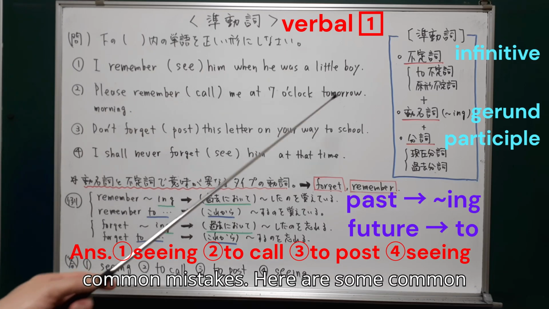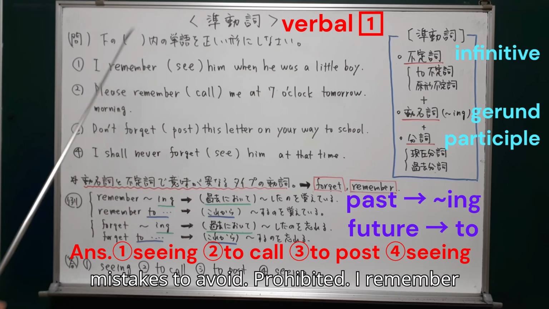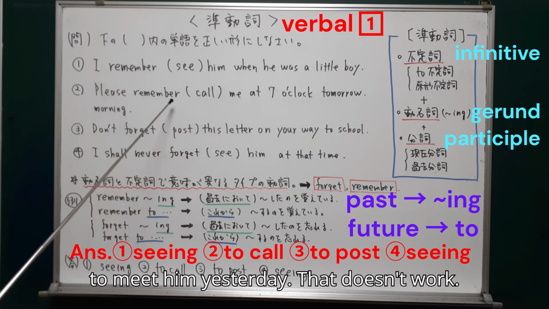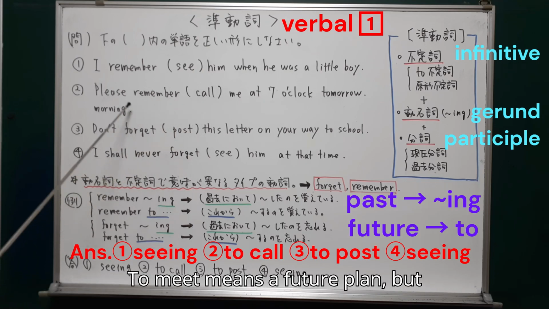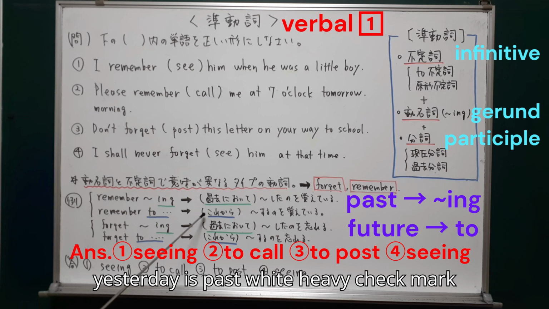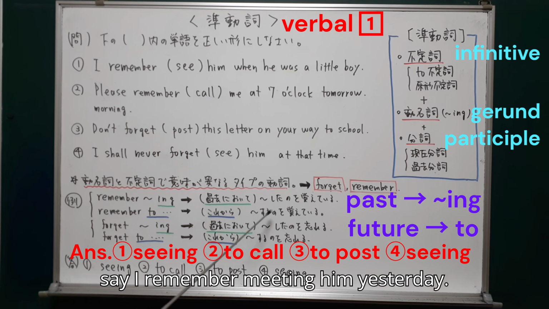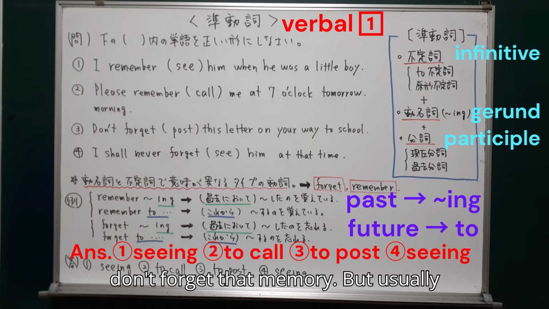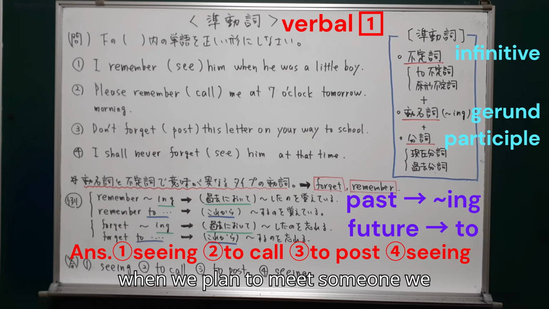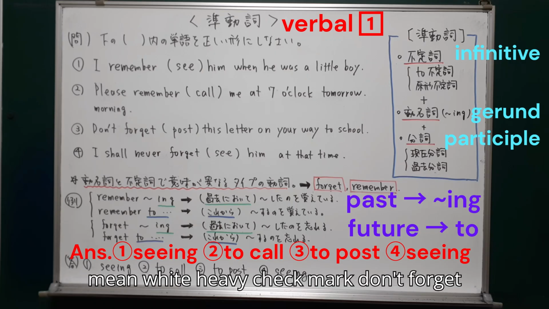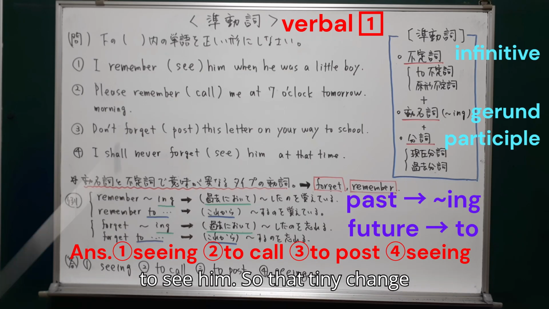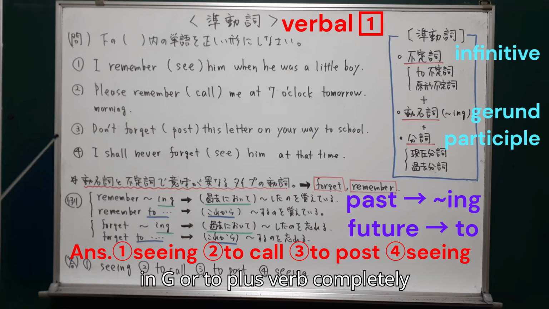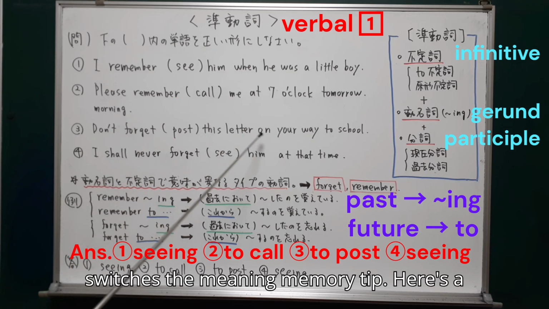Common mistakes. Here are some common mistakes to avoid. I remember to meet him yesterday. That doesn't work. To meet means a future plan, but yesterday is past. Say, I remember meeting him yesterday. Don't forget seeing him. This could mean, don't forget that memory. But usually, when we plan to meet someone, we mean, don't forget to see him. So that tiny change, ing or to plus verb, completely switches the meaning.